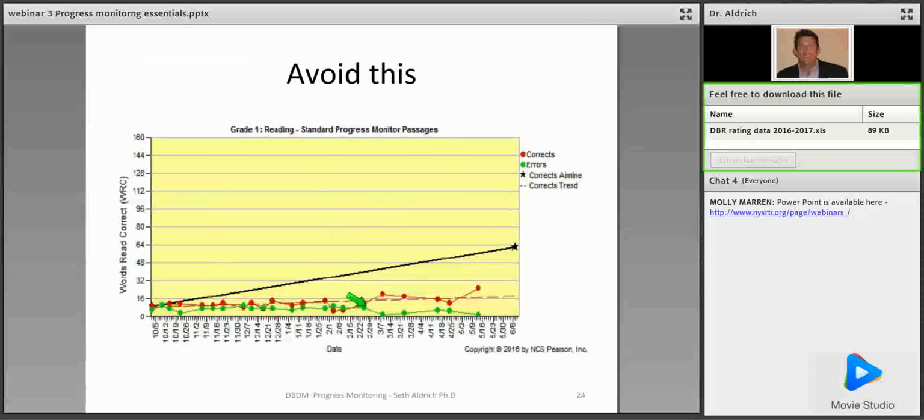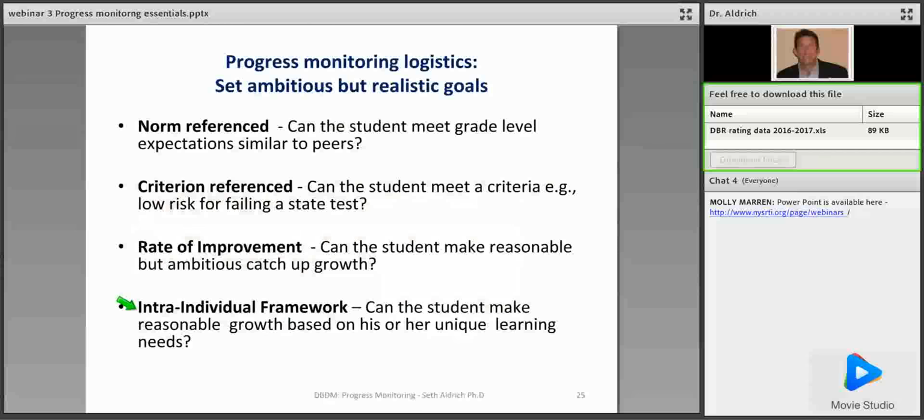What we really want to do is avoid this. I would never want to share this graph with a parent, where we set a goal and we continued to progress monitor, and we never did anything to change that. At least there's nothing documented. Maybe they were doing a lot of things for the student, but there's nothing documented here to say, when we saw that the student wasn't progressing, what did we do differently for this student? We really want to avoid this kind of chart. We want to really show that we're responding to the data.